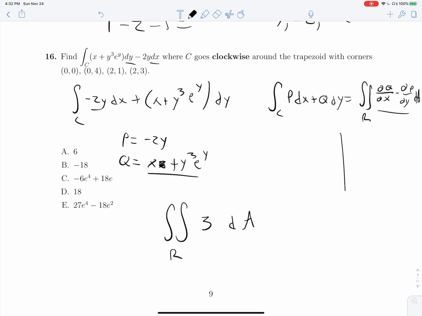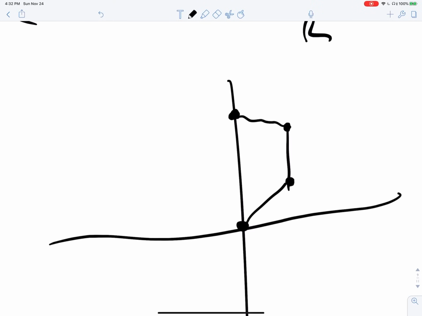So now let's take a look at the region that we are dealing with here. We're looking at a trapezoid with the corners 0, 0, 4, 0, 2, 1, and 2, 3. I've drawn it pretty small here, but if we zoom in, we can split this up into regions that will be easier to evaluate. By doing some simple area calculations, this little thing has an area of 1, this has an area of 1, and this has an area of 4.